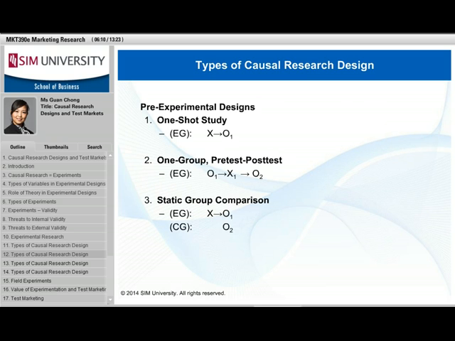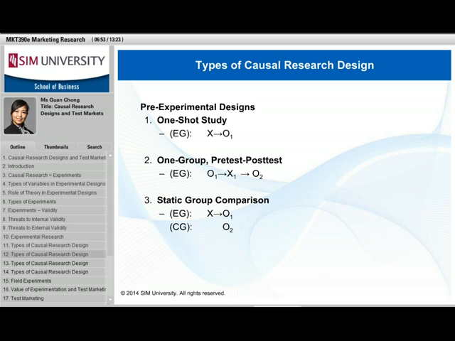There are three types of pre-experimental designs, including one-shot study, one group pre-test post-test, and static group comparison. In one-shot study, there's only one group, the experimental group. There's one manipulation and one observation after the manipulation. In one group pre-test post-test study, there's also only one experimental group. There are two observations, one before the manipulation and one after the manipulation.